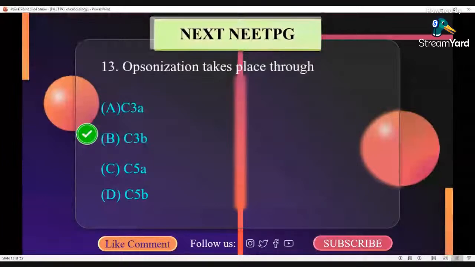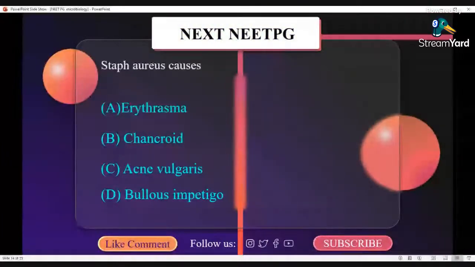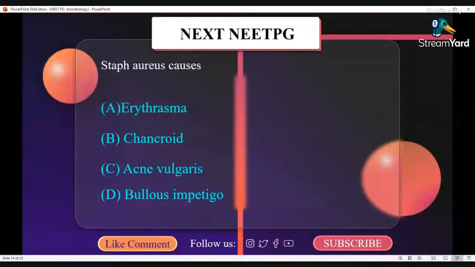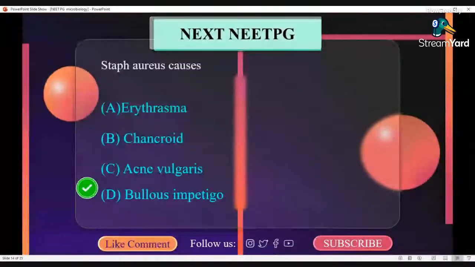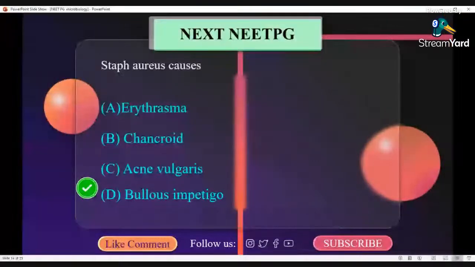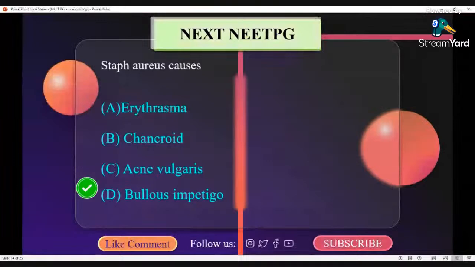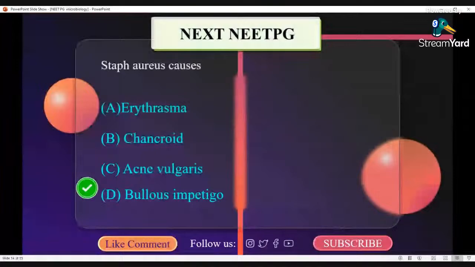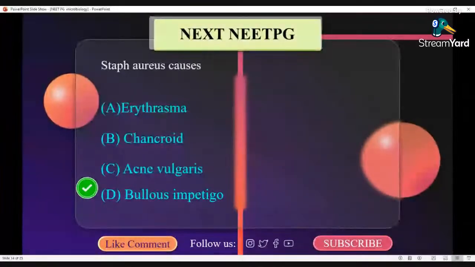Staph aureus causes: A. Erythrasma, B. Chancroid, C. Acne vulgaris, D. Bullous impetigo. So the correct option here is that Staph aureus causes bullous impetigo. Impetigo is divided into two types: non-bullous and bullous impetigo. Non-bullous impetigo is caused by Staph aureus and Streptococcus pyogenes. Bullous impetigo is caused by Staph aureus.